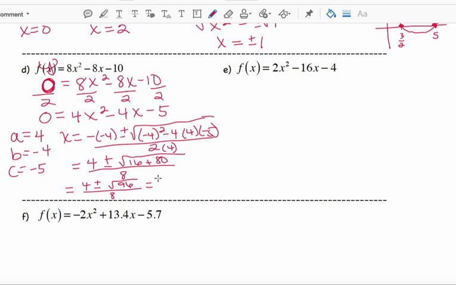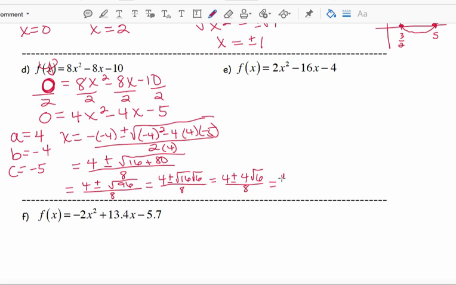And that will equal 4 plus or minus. Now 96 can be factored into, I believe, 16 times 6. And since you can factor 96 into two factors where one is a perfect square, then you absolutely need to do that. And then you end up with 4 plus or minus 4 root 6 all over 8.